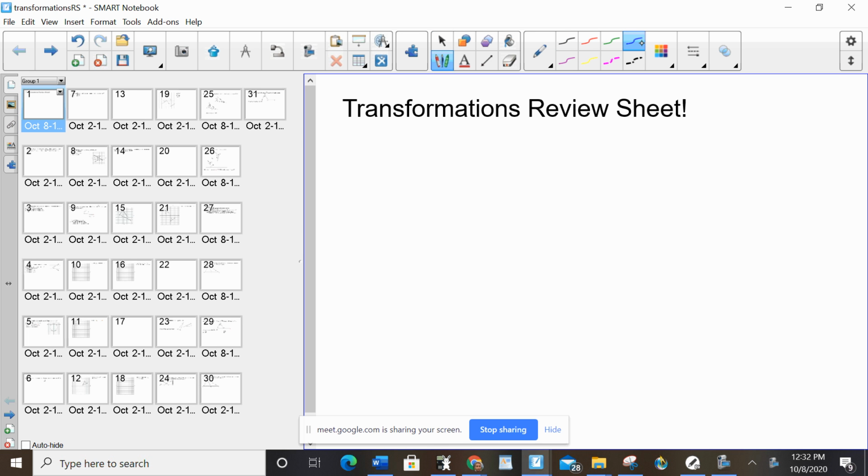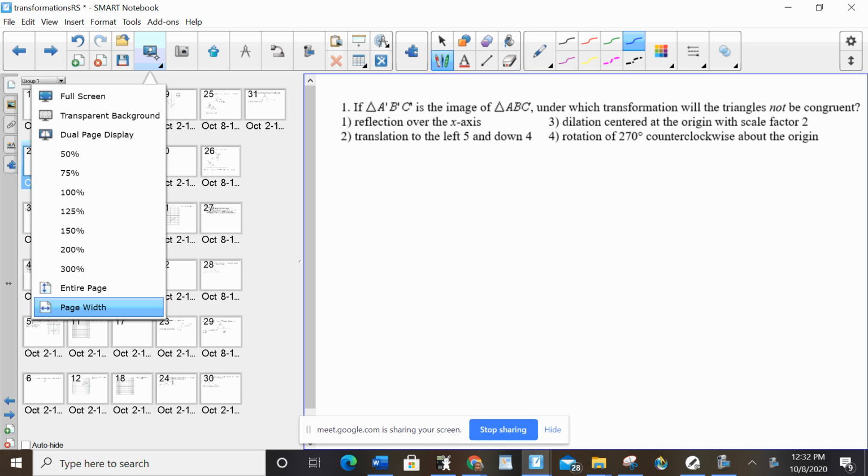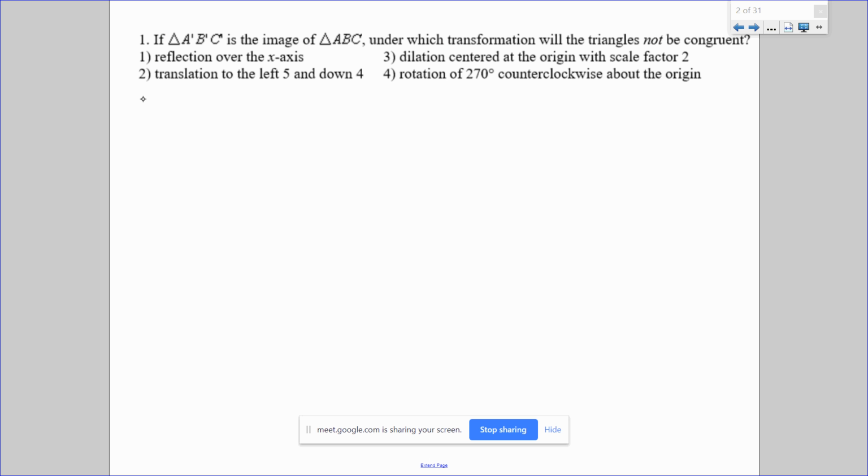Starting with number 1. The triangle ABC prime is the image of triangle ABC. Under which transformations will the triangles not be congruent? Well, they all preserve size. They all produce a congruent figure except for dilation. So which is the only one that will not be congruent? Dilation.